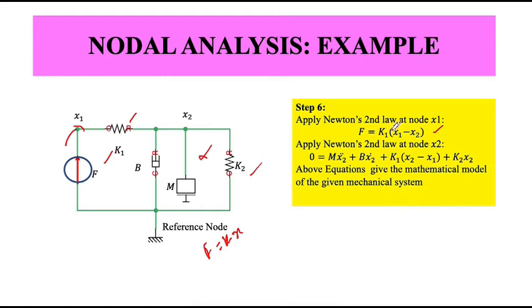Here would be this damper, the force will be b times the single differentiation of x2, and then the force corresponding to spring K1 would be K1 times (x2 minus x1). And I have these two balance laws for node 1 and node 2, which will give me the overall mathematical model of the system.